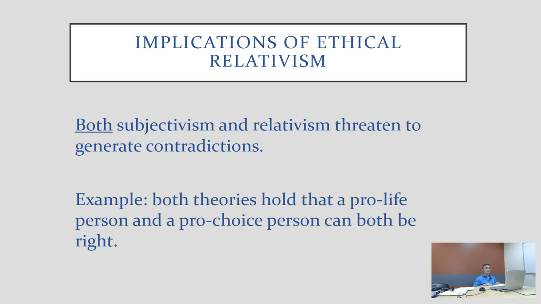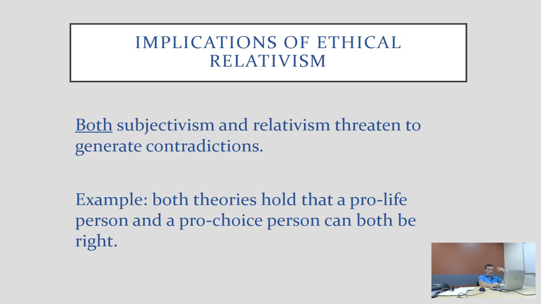Okay. Now the last of the implications is how easily these positions generate contradictions. This starts on page 298, and your author goes into several examples that are very helpful. So look closely at section 298 through 300. For example, according to ethical relativism, you can have a pro-life person and a pro-choice person both be right at the same time, and that's a contradiction.